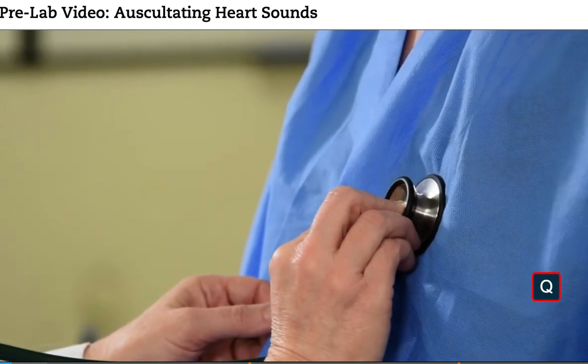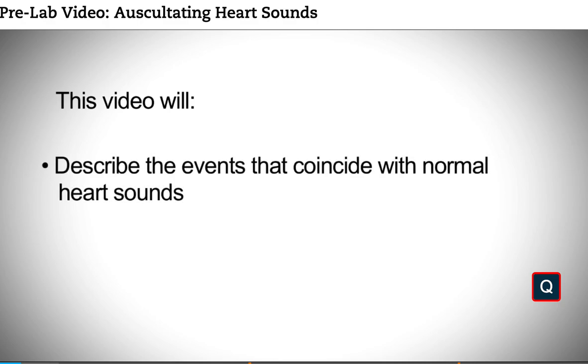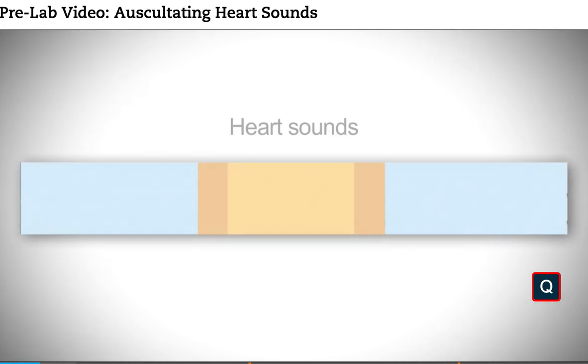Auscultation provides a way for clinicians to assess heart valve function. This video will describe the events that coincide with normal heart sounds and demonstrate the procedure for listening to heart sounds. During each heartbeat, there are usually two sounds that are heard.